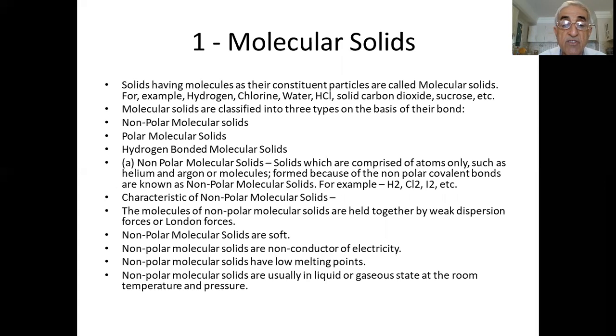Molecular solids are classified into 3 types on the basis of their bond: non-polar molecular solids, polar molecular solids, and hydrogen bonded molecular solids. A non-polar molecular solid is a solid which is composed of atoms only, such as helium and argon, or molecules formed because of non-polar covalent bonds. For example, H2, Cl2, I2, etc.